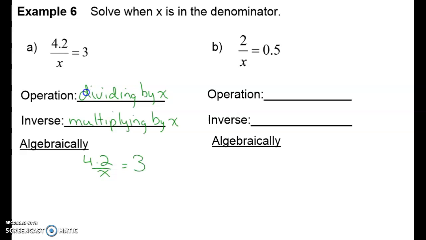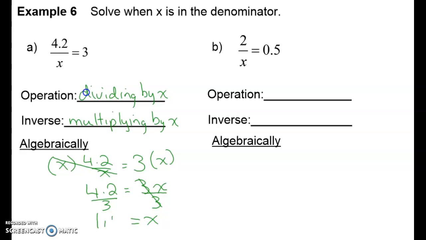We know that we have to do our inverse operation, so we're going to multiply both sides of this equation by x. The x's on the left-hand side cancel, and we're left with 4.2 equals 3x, because 3 times x is 3x. Now we know how to solve this already, because the inverse of multiplying by 3 is dividing by 3, and what you do to one side of the equation you have to do to the other. The 3's cancel, and x is equal to 1.4.